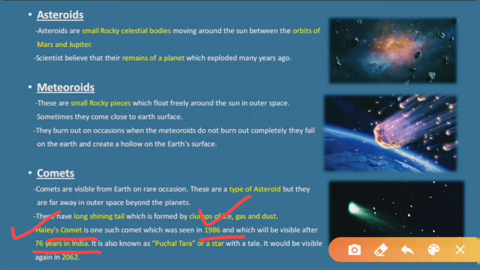It is also known as Puchal Tara or a star comet, this Halley's comet. This is known as Puchal Tara. See the word Puchal. Puchal is made up of the word pooch. Pooch means tail. So Puchal Tara means जो तारा पूंछ वाला हो. जिसके long tail हो उसको हम पूछल तारा बोलते हैं. So it is also known as पूछल तारा or a star with a tail. Means it has a tail, पूंछ. So that is why it is known as पूछल तारा or a star with a tail.